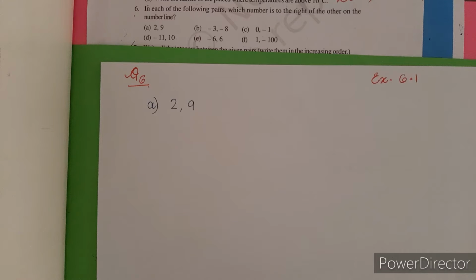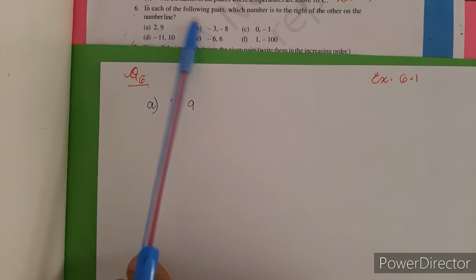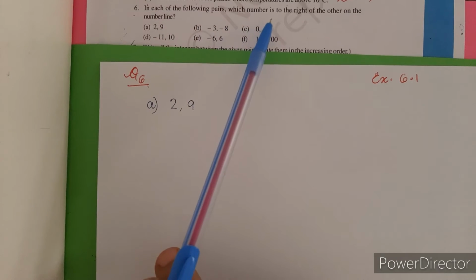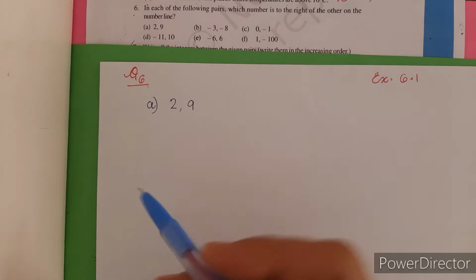Hi everyone. Today we are going to discuss question number 6 from exercise 6.1 in the chapter Integers. Question 6: in each of the following pairs, which number is to the right of the other on the number line? So we can find which number is right to the other integer in a number line.